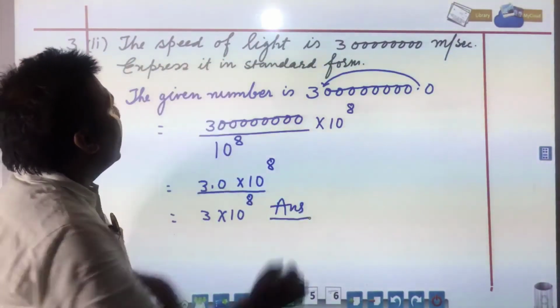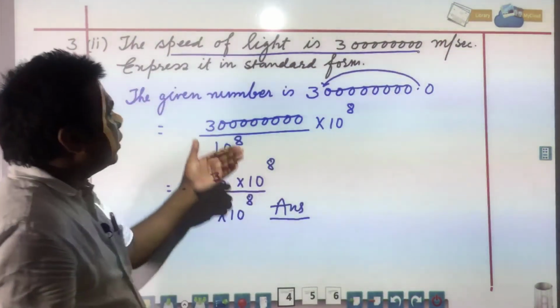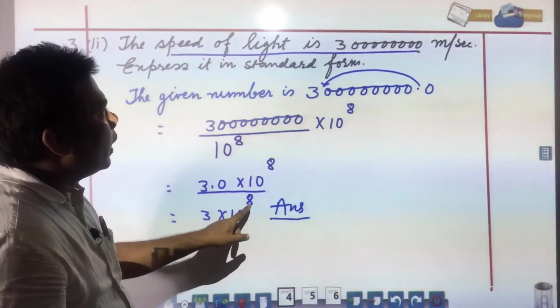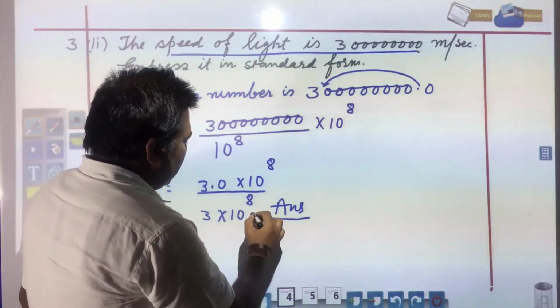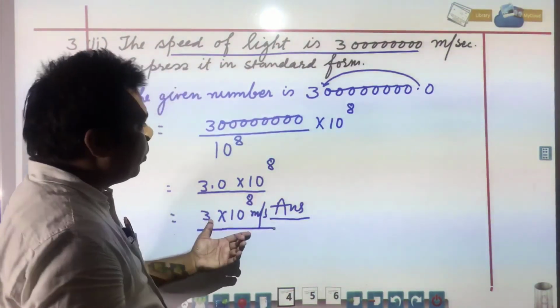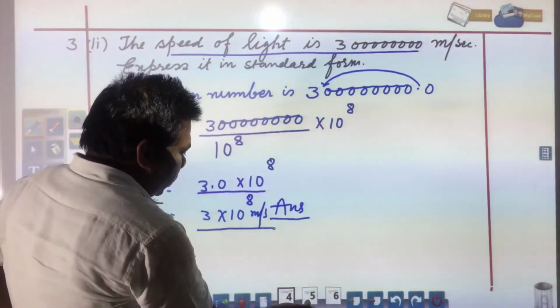The speed of light, and this is required to be remembered also. I think you must know, the speed of light is 3 into 10 to the power 8 meter per second. Meter per second. This you need to remember also, and you understood how it has been converted. Next question we will see.